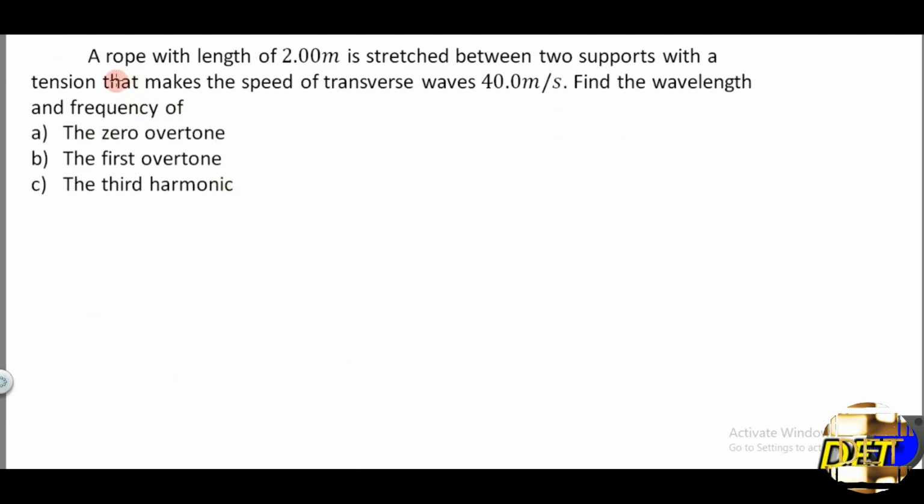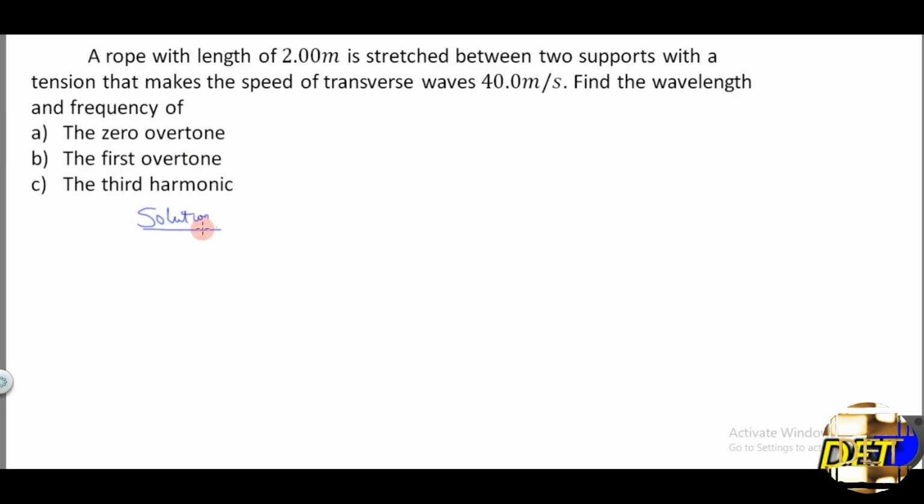The first example that I have here is a rope with length 2 meters stretched between two supports with a tension that makes the speed of transverse waves 40 meters per second. Find the length and frequency of A, the zero overtone, B, the first overtone, and C, the third, right? So let's put our solution here.